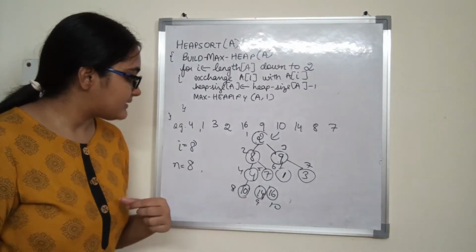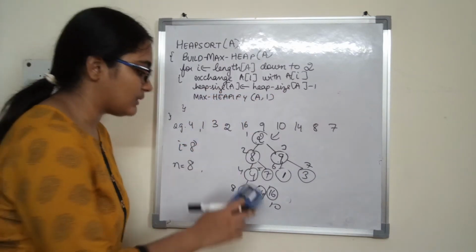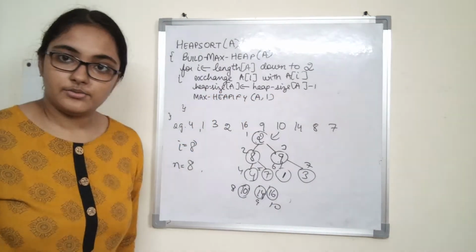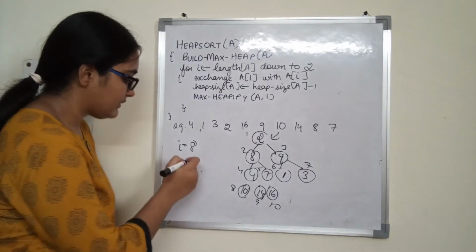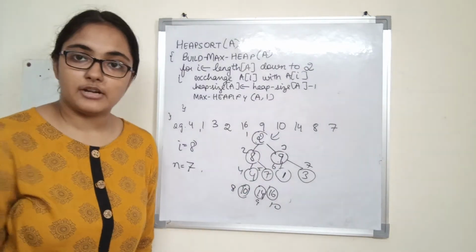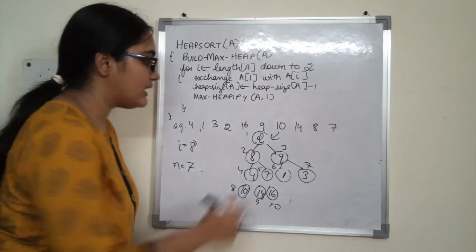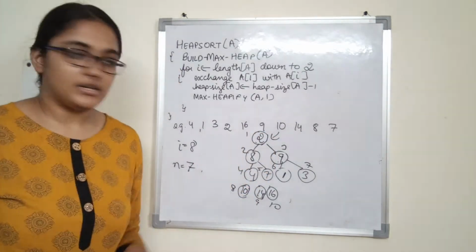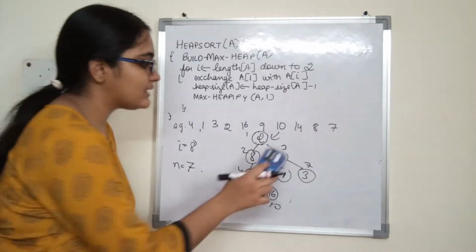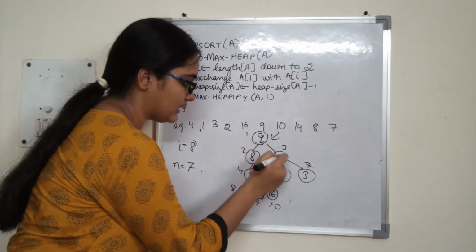So now 10 has come here, and now what it will do? Heap size is equal to heap size of A minus 1, that is heap size has now reduced, alright. What is heap size now? 7, alright. Now only these 7 nodes are the part of a heap, alright. Now max CP5 A and 1. Now we are calling max CP5 again on this particular node. Now out of 2, 8 and 9, which one is the greatest? 9 is greatest, so 9 will come here, 2 will go there.